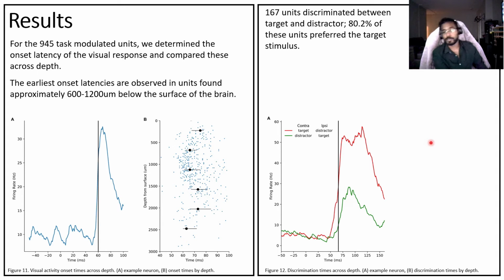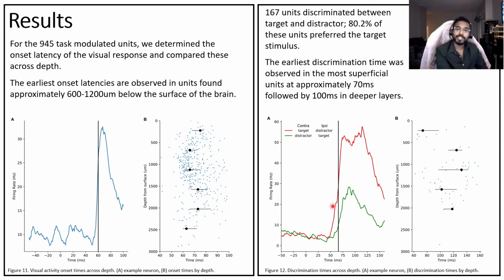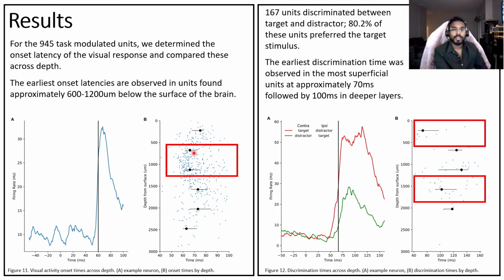Another thing that we can do is look at the units that actually discriminate between the target and the distractor when it's presented in the contralateral hemifield. And we can see that 167 units can discriminate between the target and distractor, and of these, 80% prefer the target. We can then look at the onset of this discrimination at the different cortical depths, and we can see that these superficial units are actually the ones that are discriminating between target and distractor earliest. And we can see that there's a nice organization of the visual inputs at these intermediate layers and these discriminations at these superficial layers followed by these deeper layers.